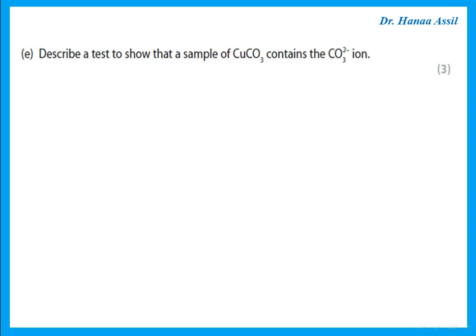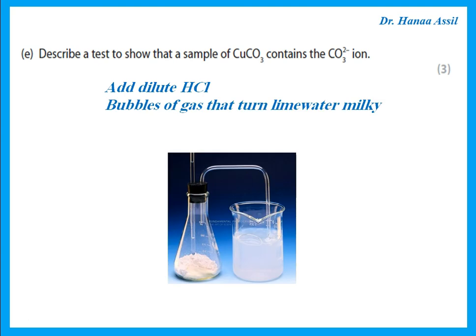Describe a test to show that a sample of copper carbonate contains carbonate ions. What is the test for carbonate ions? Remember, for carbonate ions we add dilute acid, so be specific, any acid, dilute hydrochloric acid. When I have carbonate, I should get bubbles of gas that turn lime water milky. Don't say carbon dioxide gas is formed. When we do a test, we want to say what is observed. What do I see? I see bubbles of gas that turn lime water milky. So this is the result of my test.